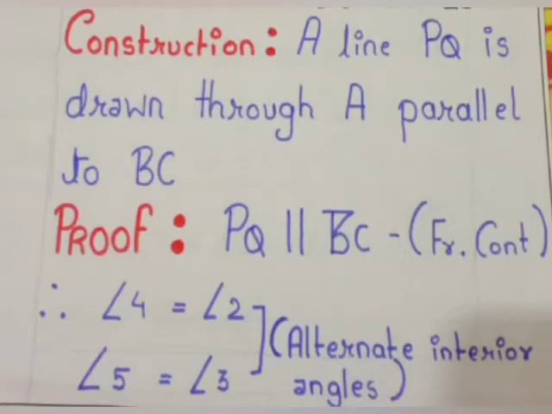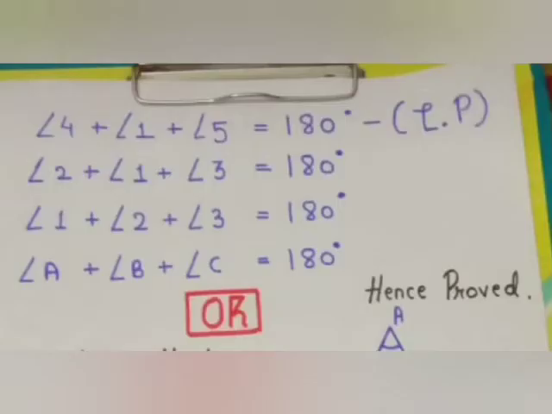Now the proof. Since PQ is parallel to BC through A, angle 4 is equal to angle 2 and angle 5 is equal to angle 3. See in the figure, these are alternate interior angles. Now the sum of angle 4, angle 1 and angle 5 makes a linear pair, so it is 180 degrees. So we can replace angle 4 and angle 5 by 2 and 3. In this way, we can prove the sum of angle A plus angle B plus angle C is equal to 180 degrees. By another method, we can prove this theorem.